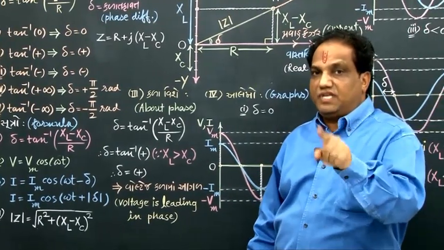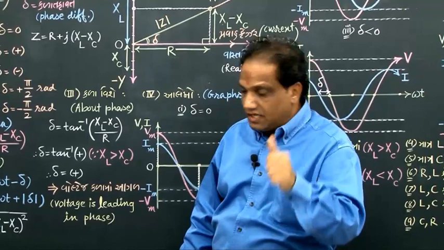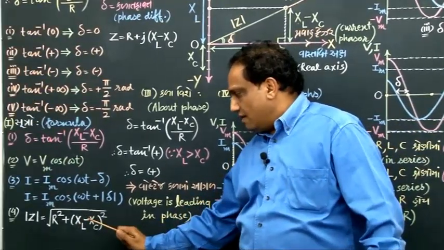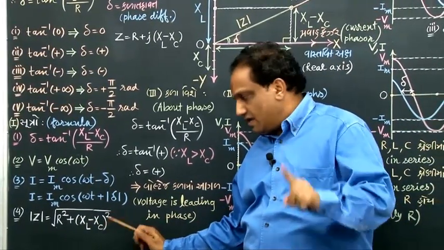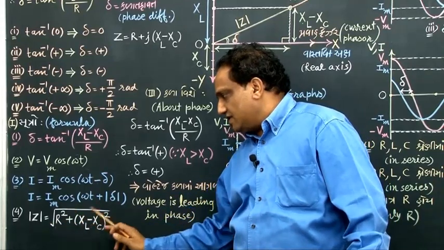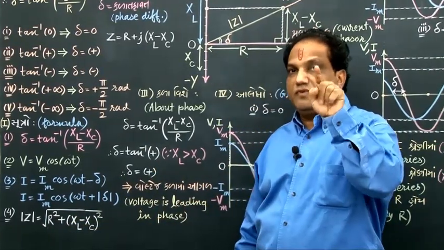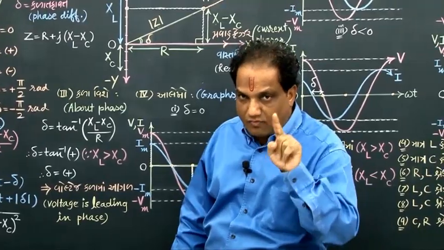You are talking about C and R in series, no inductor, so XL is 0, and minus XC square will be plus XC square under root of R square plus XC square, where XC is 1 upon omega C.